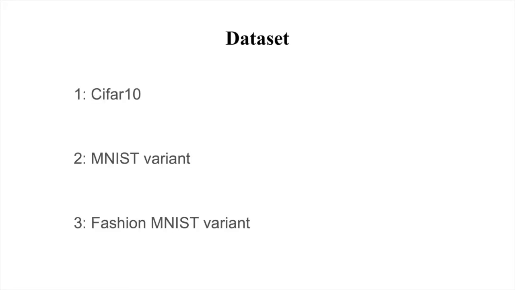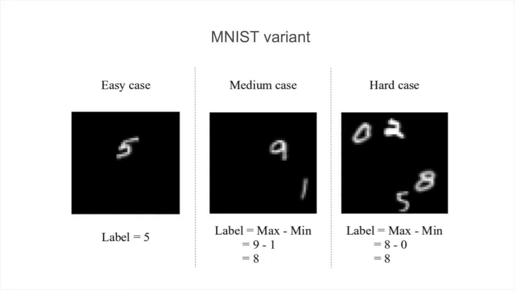Now we briefly show some of our experimental results. We evaluated the proposed EPNet on 3 datasets. Here we only introduce one dataset that is a variant of MNIST. In this dataset, the image may have multiple digits, and the label is the maximal digit minus the minimal digit. In the easy case, there is only 1 digit, and the label is the original label of the image. It is clear that the classification difficulty should increase as the number of digits in the image increases.